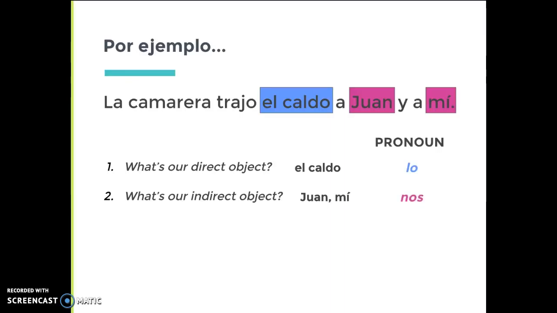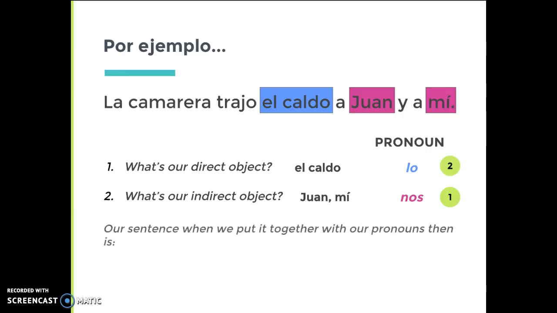Now that we have both of the pronouns that we need, we can combine these two and write a sentence. Nos is the first pronoun that will appear, and lo will follow it directly after. So when we put it together, we have la camarera nos lo trajo. This says the waitress brought it to us. Nos is our indirect, and lo is our direct.